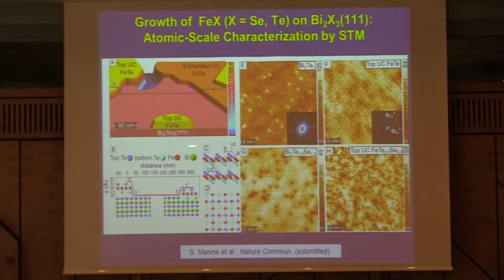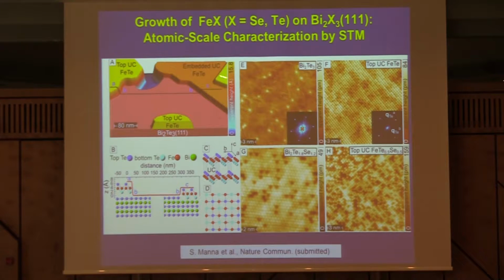Here you see, first of all, an overview STM topograph where we still have some terraces of the bare bismuth 2 tellurium 3 111 oriented surface, as well as some embedded as well as top unit cell layers of this iron tellurium. By zooming into these terraces of the substrate, you see very nicely the hexagonal symmetry of the atomic lattice, because it's a lattice with 111 orientation. You see the 6-fold symmetric spots in the Fourier transform, and you beautifully can observe bright spots. These are the dopant sites in this bismuth 2 tellurium 3 lattice.